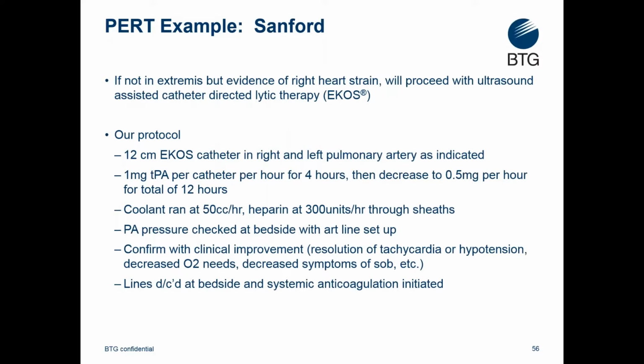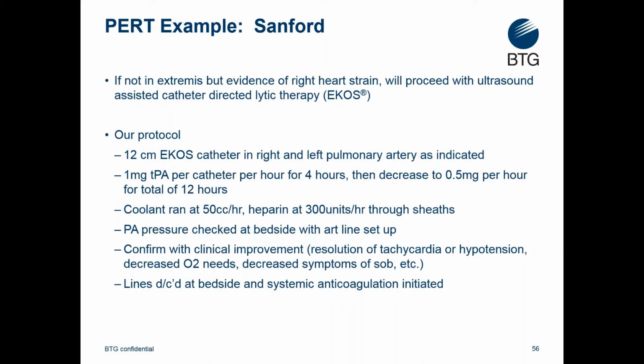So in general, if they're not in extremis but they have evidence of right heart strain based on the things we just went through, we'll proceed. Our primary treatment is to proceed with ultrasound-assisted catheter-directed lytic therapy. Our protocol is to use 12 centimeters in general. That's the length we use. That covers the pulmonary artery nicely. You can usually select into a subsegmental branch that has the most clot burden and really cover the main and the subsegmental branch with a 12 centimeter catheter.